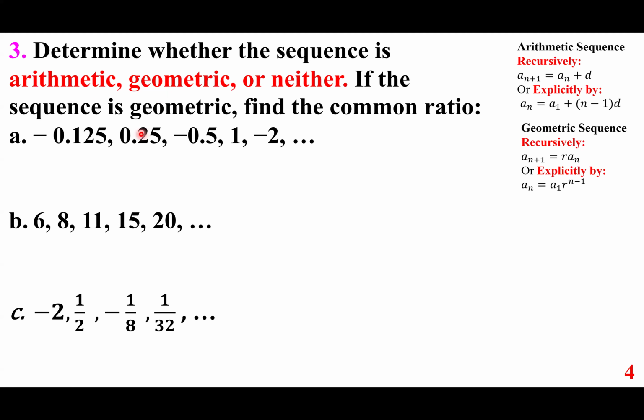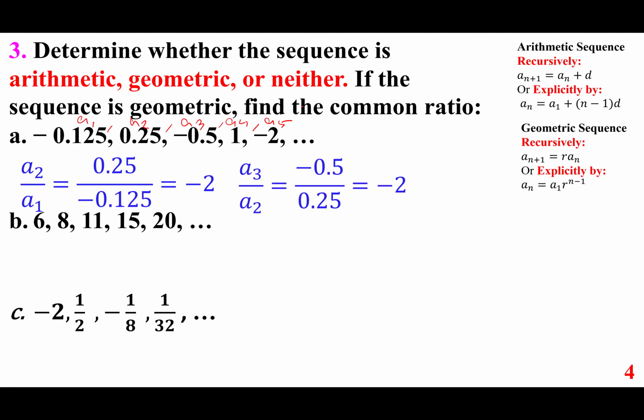We notice if we divide the second one by the first one, meaning a sub 2 divided by a sub 1, we get negative 2. Now, that doesn't mean it's a common ratio. It means this is the ratio of the second one to the first one. If the rest of them work, then we are fine. So we're going to look at a sub 3 divided by a sub 2. So let's actually write this at the top: a sub 1, a sub 2, a sub 3, a sub 4, and a sub 5. So let's divide a sub 3 by a sub 2.